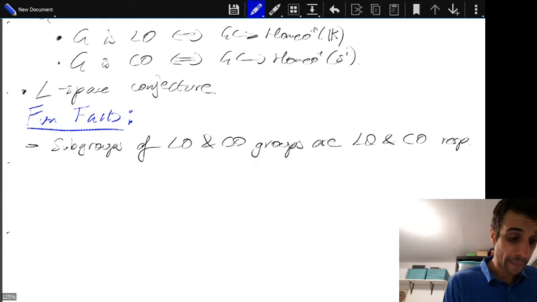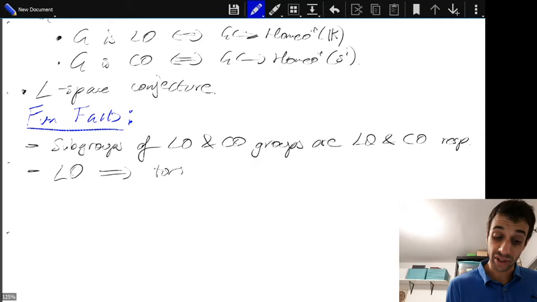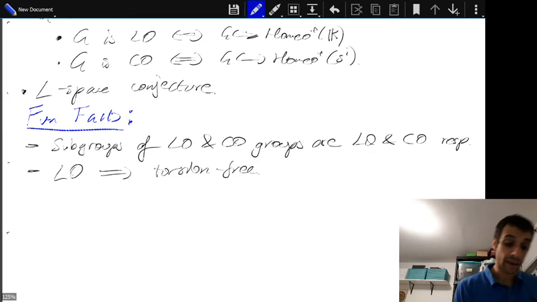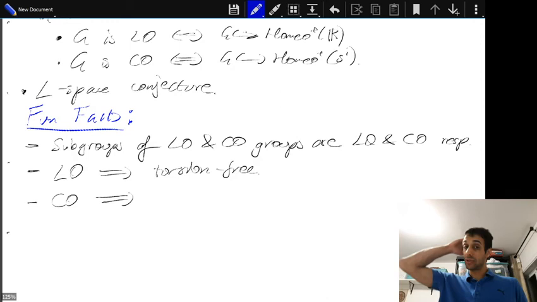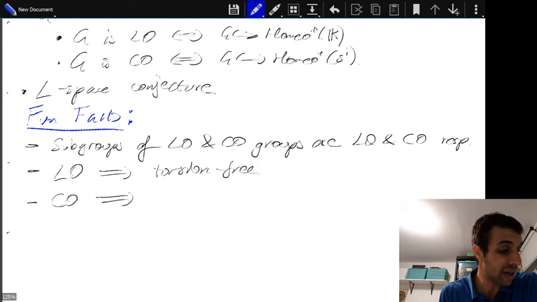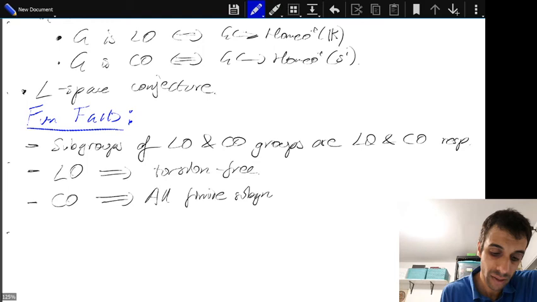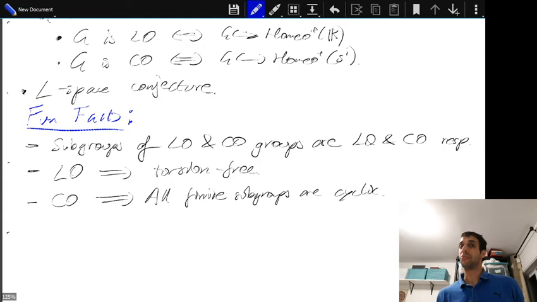If you're left orderable, it implies that you're torsion free. This is a fun little exercise. If you're circularly orderable, it turns out that you can have some torsion, but the torsion is pretty restricted. There's a certain type of torsion you can have. The way I'm going to write this is that all finite subgroups are cyclic. Really, the result is that all finite circularly orderable groups are cyclic. Again, this is a fun exercise. They're both fun exercises, at least for some definition of fun. Go ahead, you know you want to.